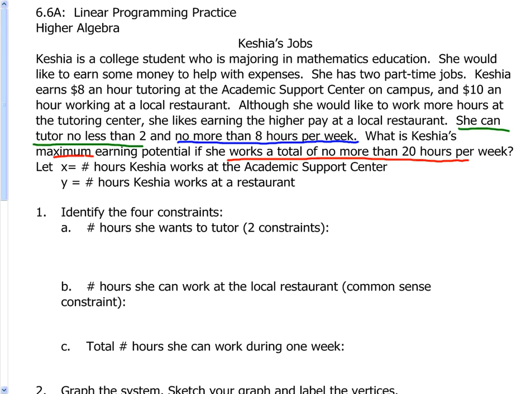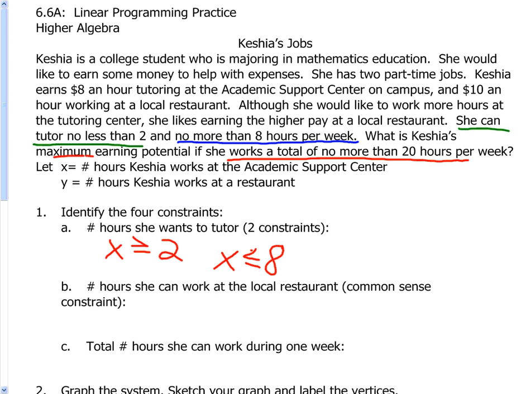Okay, it's talking about tutoring. So which variable should I use? X. And it has to be no less than 2. Sounds like they have some minimums. They want you to make it less than, or could it be equal to? Yes, 2. And it has to be no more than, wait a minute, I think I did that wrong. Yeah, I have that backwards. It's got to be bigger than or equal to 2 and less than or equal to 8. So that's 2 equations.